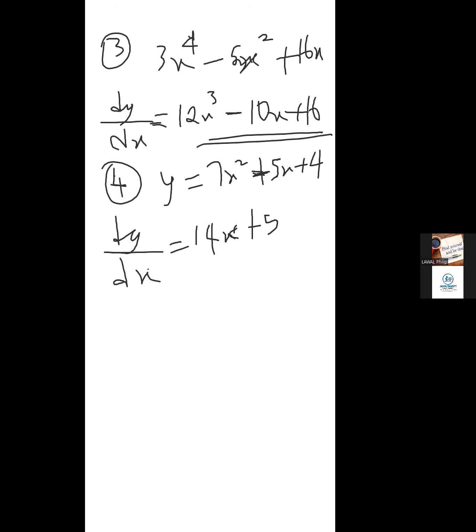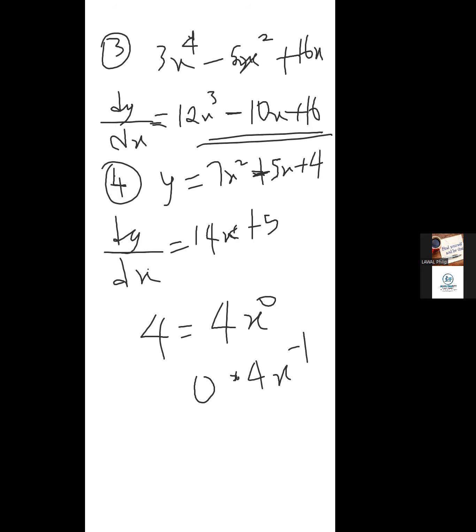Then plus what? 4 has no x. Most times you've been taught that once it is 4, you can just throw it away. But is it that you can actually throw it away? No. Look at what happened there. 4 simply means 4 times x raised to power 0, because anything raised to power 0 is 1. So 1 times 4 will still give you 4. But this 0 now, as a power of x, will now come and multiply 4. 0 times 4, x raised to power 0 minus 1 will give you minus 1.